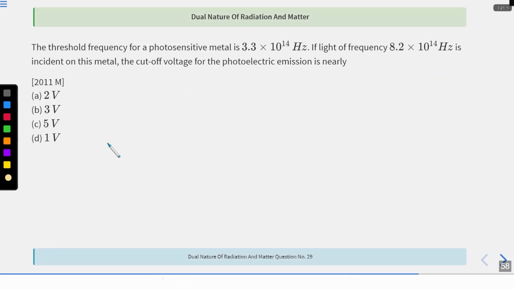The threshold frequency for a photosensitive metal is 3.3 into 10 to the power 14 hertz. If the light of frequency 8.2 into 10 to the power 14 hertz is incident on this metal, the cutoff voltage for the photoelectric emission is nearly what? Okay, so we have been given that this is the threshold frequency. And then this is the incident one.